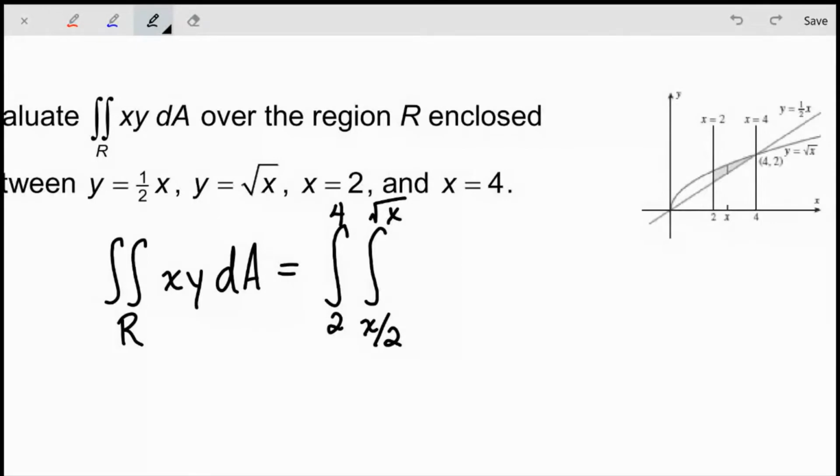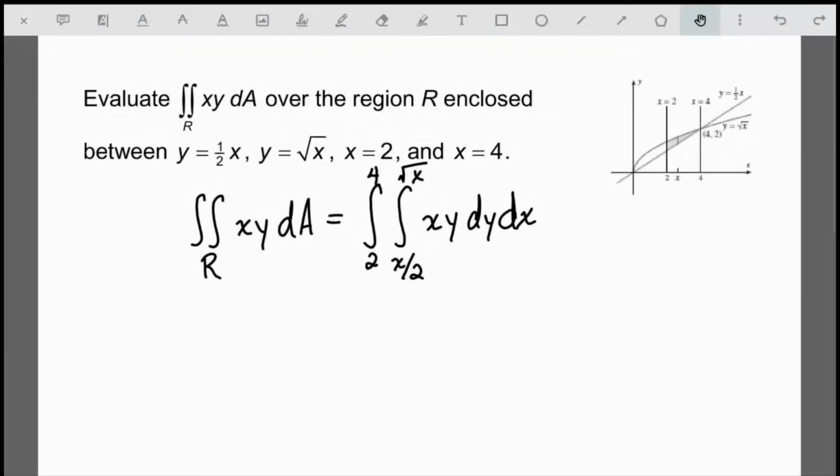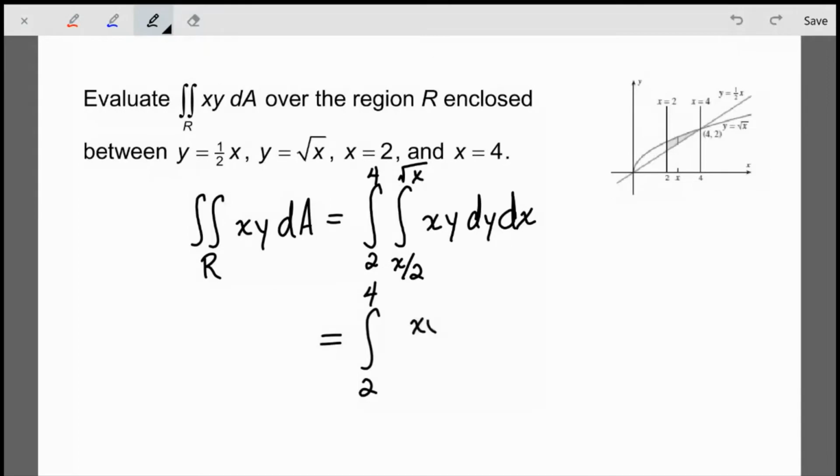Okay, so we still have the same thing here, xy, but remember we're integrating with respect to y first, and then with respect to x. The reason that was important is because I want to end up with an integral of a single variable after I've done my inside integral. So when I solve this out, just like on the first two that I showed you, we're going to take the antiderivative with respect to y. That's going to give me xy squared over 2, evaluated from y equals x over 2 to square root of x.